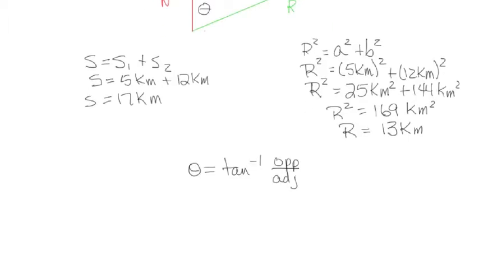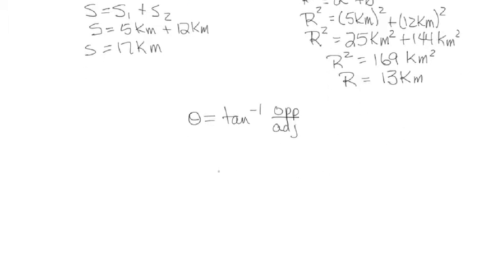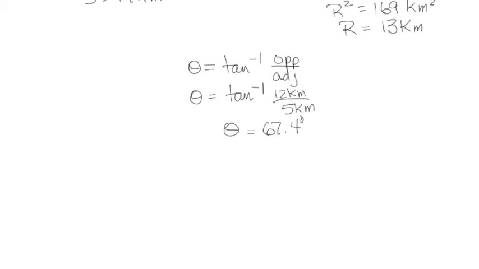Next, we're going to find the angle theta, and we're going to use the opposite over the adjacent. So theta is equal to the inverse tangent of 12 kilometers divided by 5 kilometers. We put those numbers in our calculator and we get an angle of 67.4 degrees.